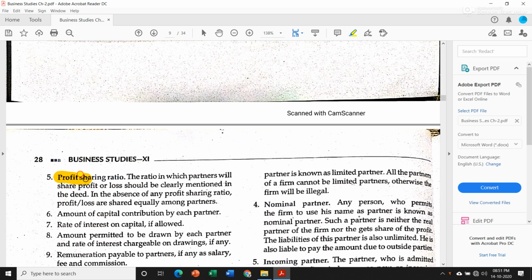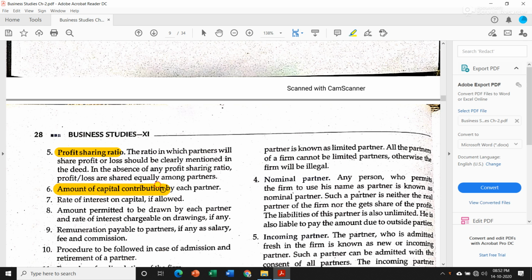The next is profit sharing ratio. The ratio in which the partners are going to share profit or loss among them should be mentioned in the partnership deed. But on the contrary, if it is not mentioned, then profit and loss should be shared equally among all the partners. Then amount of capital contribution by each partner, rate of interest on capital if allowed. Suppose partners have introduced capital in the partnership firm, and on that capital amount, if the firm is giving any interest, then that rate of interest should be mentioned in the partnership deed.